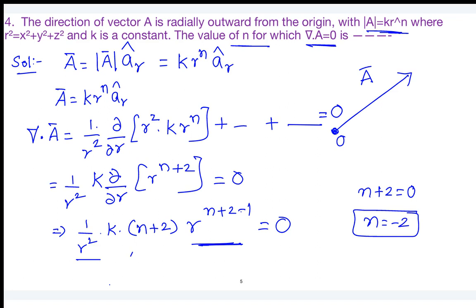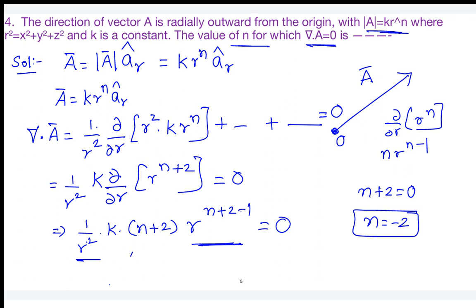Haven't you considered that minus in the denominator r? There is no minus here. See, I was doing 1 by r square into k. The differentiation of r power n will be n into r power n minus 1. That part you understood? Yes, sir. So, instead of n, there is n plus 2.